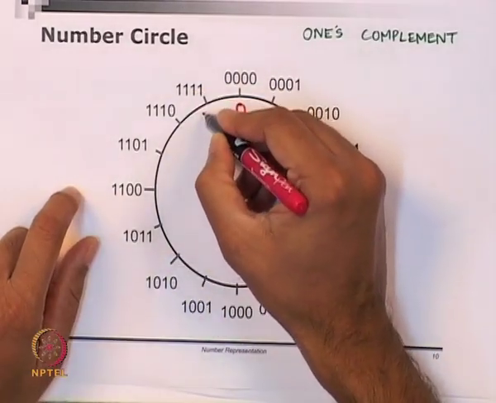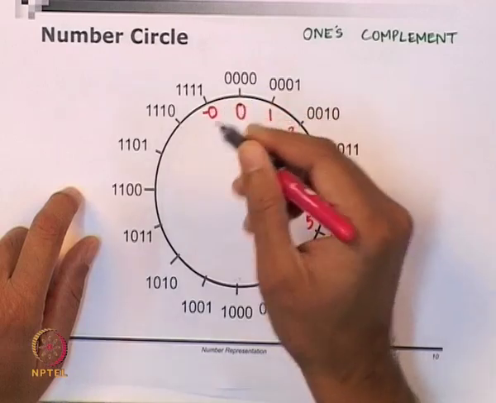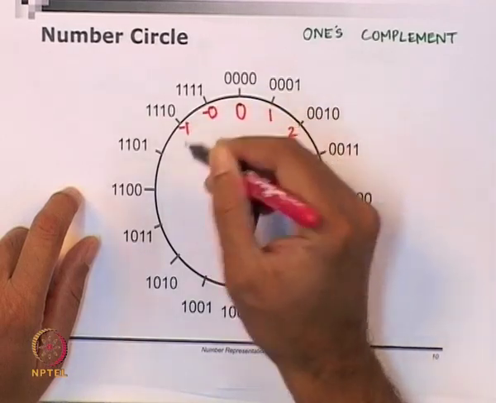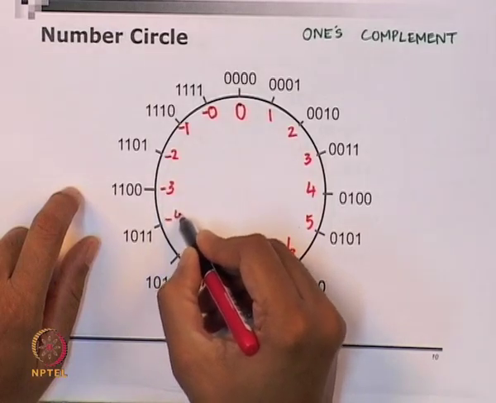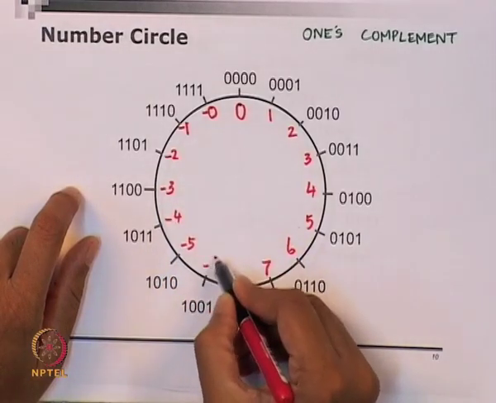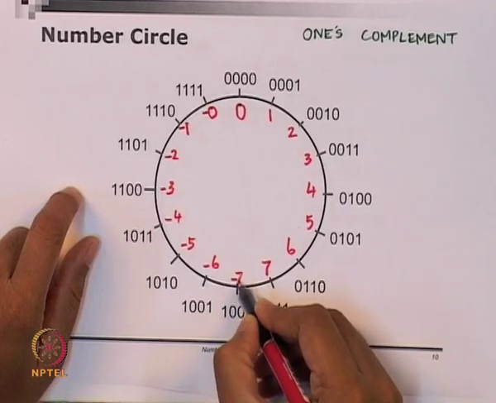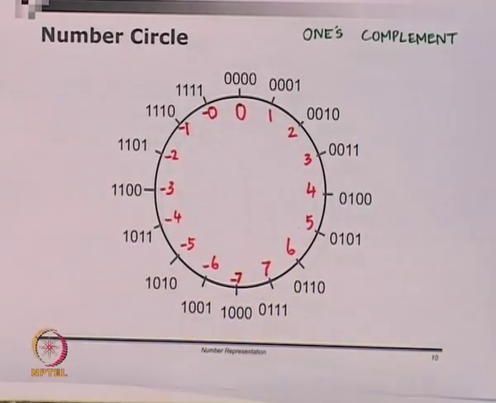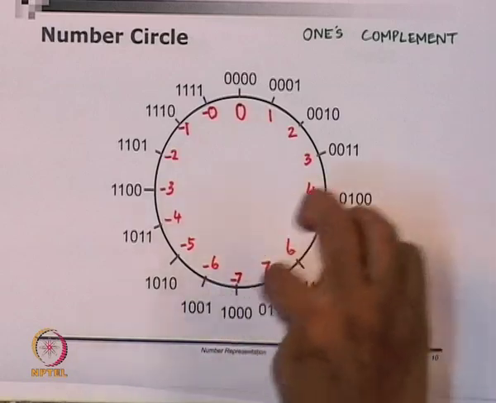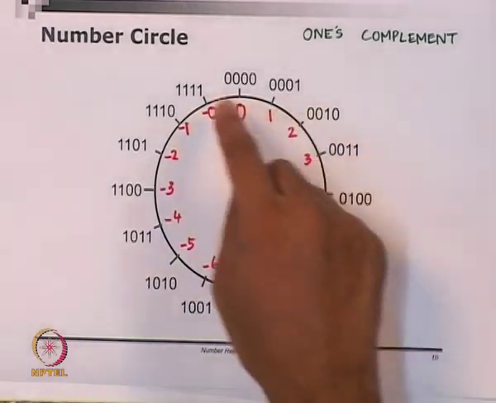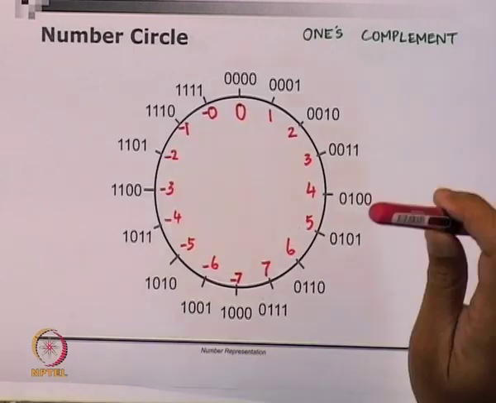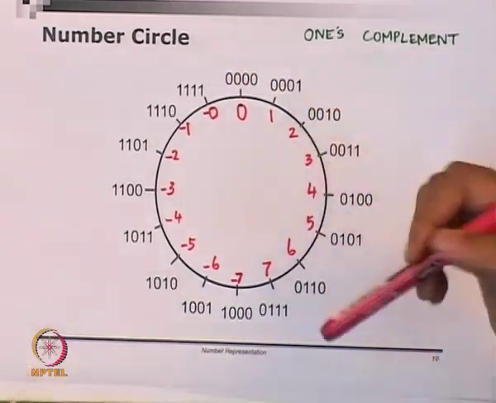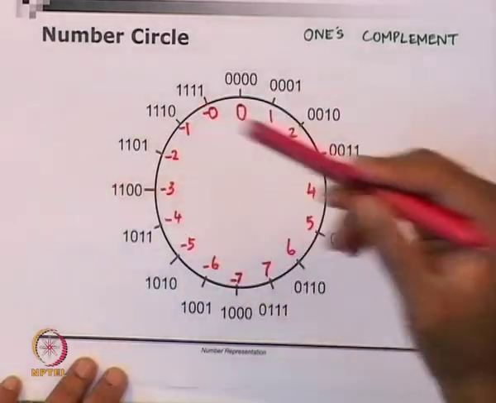Now let us see what these numbers are. This 1111 actually stands for minus 0, this one stands for minus 1, this for minus 2, minus 3, minus 4, 5, 6 and 7. These are the values if these 4 bits are interpreted as 1's complement. So it is all about interpretation. We have 4 bits, we want to interpret that in 1's complement, and that is how it works.